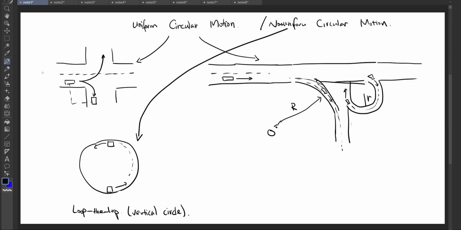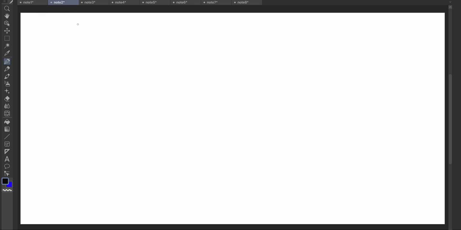But now, in order to describe this kind of motion, circular motion, we need a new kind of coordinate system called the RTZ coordinate system. Okay, so let me first discuss this new kind of coordinate system, and then later on we can apply Newton's laws to study them.